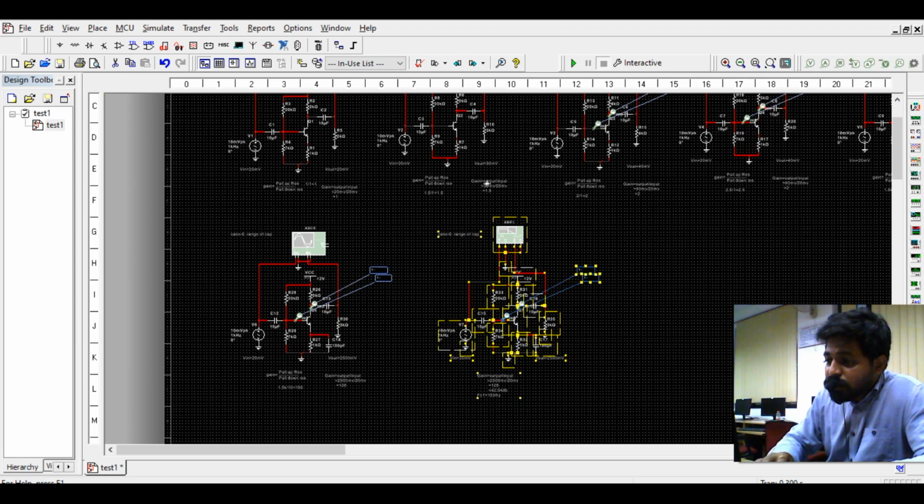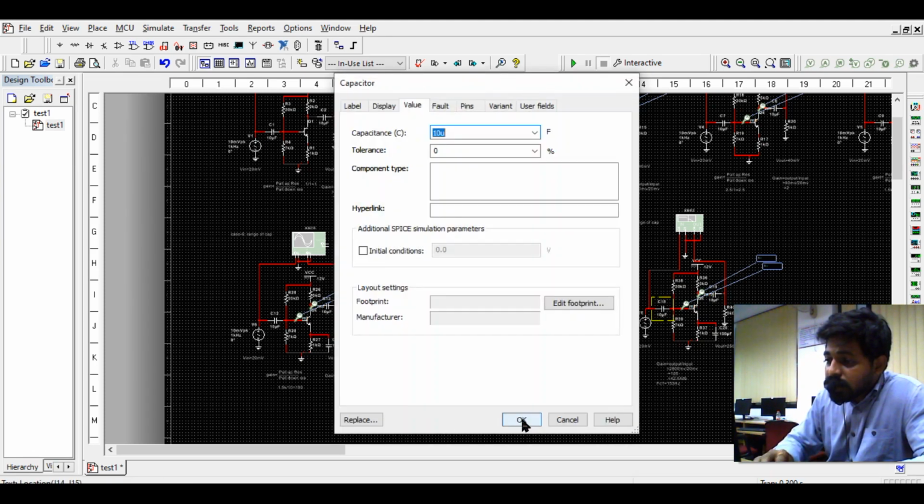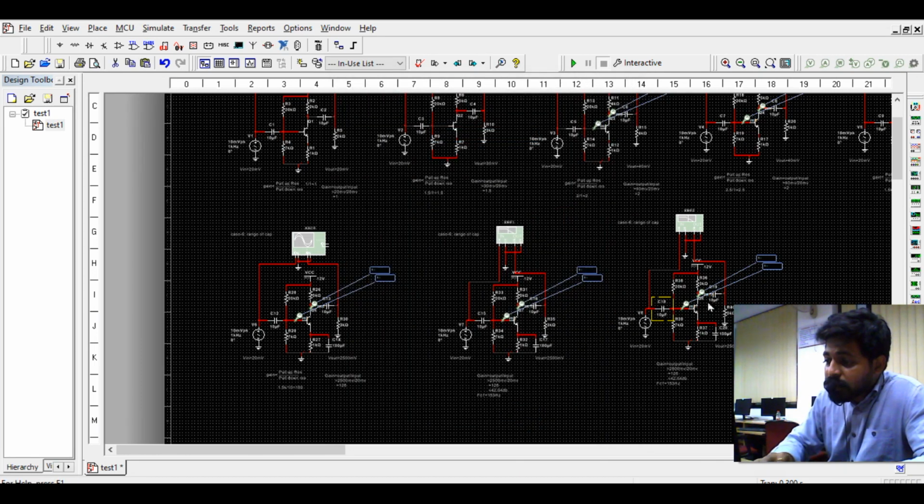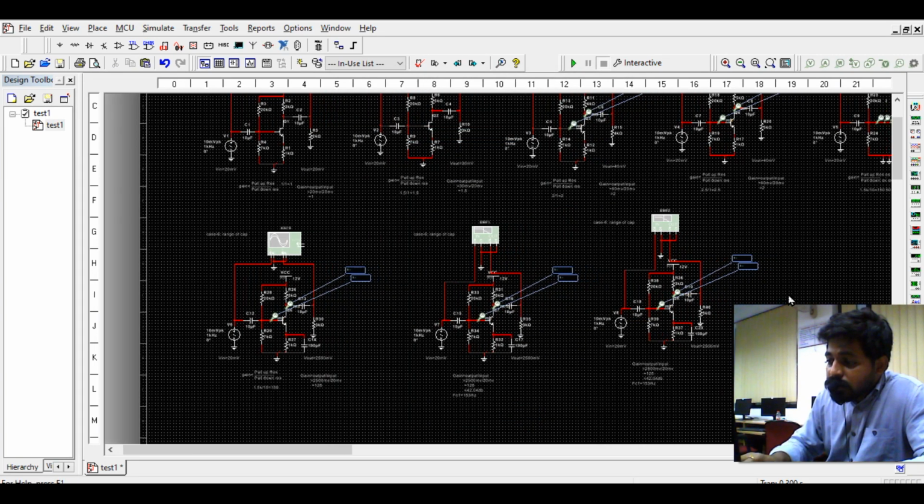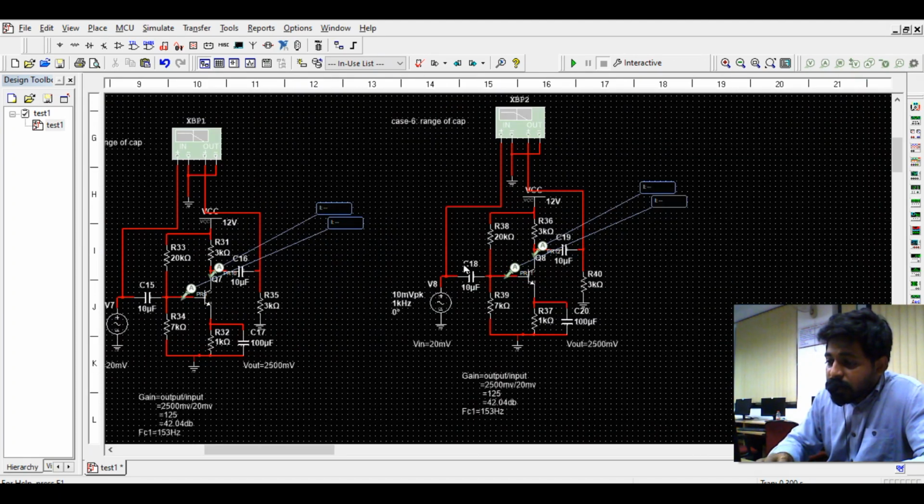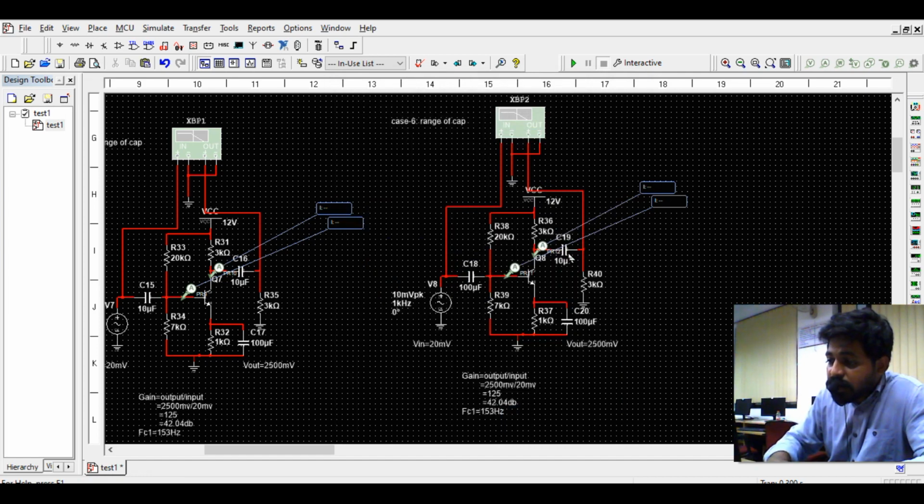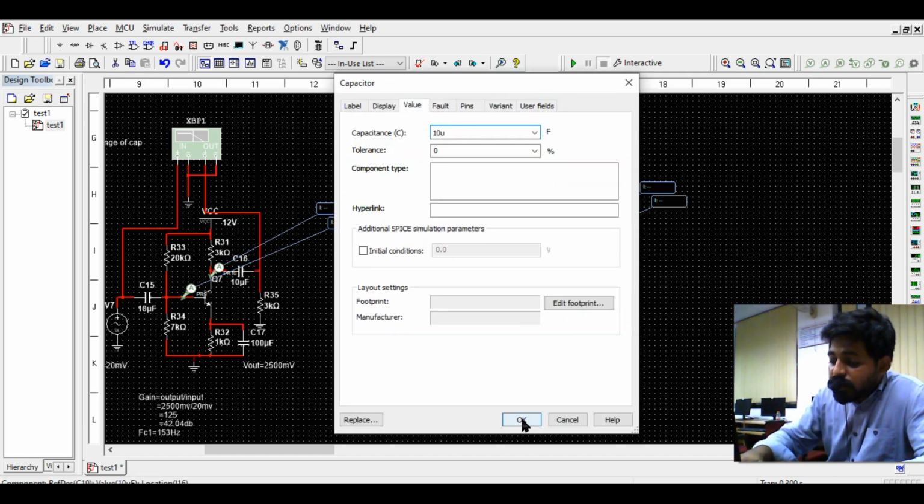As of now, the pull-up resistance value is changed, the pull-down resistance is changed, and the bypass capacitance value is changed. Now I will be changing the coupling capacitance value. In the last case, I changed the bypass capacitance value. So the bypass capacitance value is kept at around 100. This capacitance value is kept around 100.